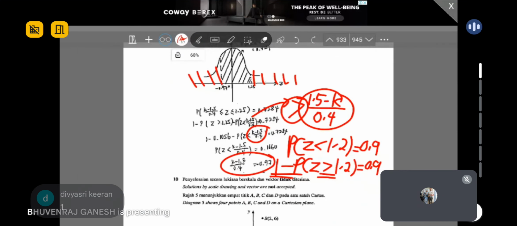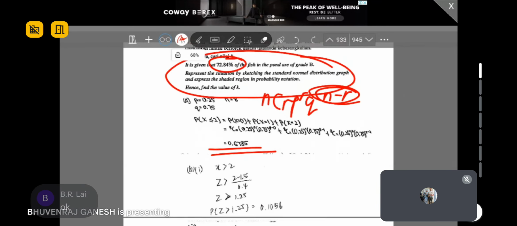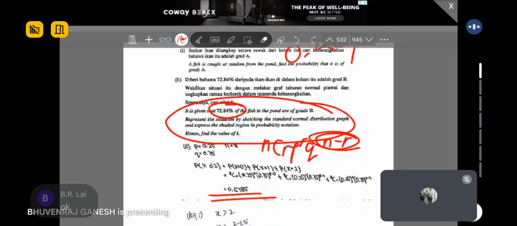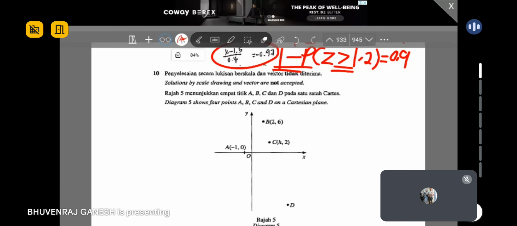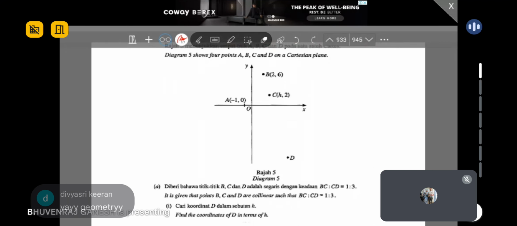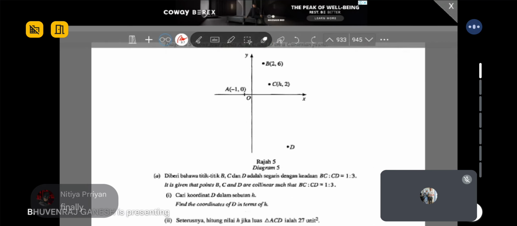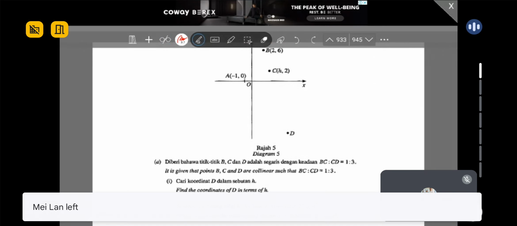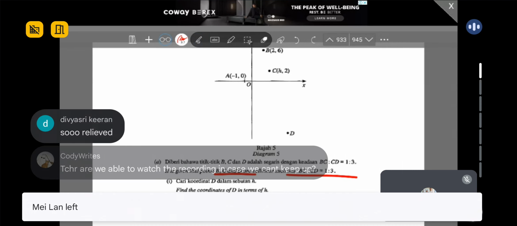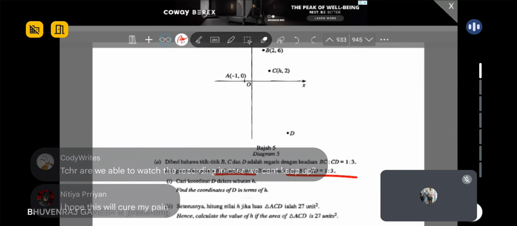So we are done with question number 9. We come to the last part of section B, the third last question. This one is your coordinate geometry, guys. Finally, you are relieved. At least we complete all the SPM papers already. 2021, 2022, and 2023 all done already.